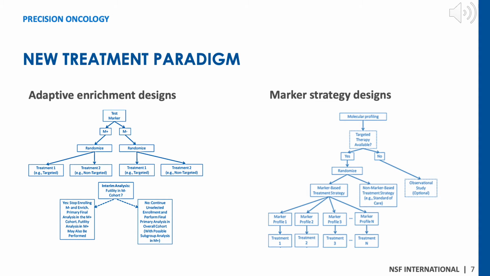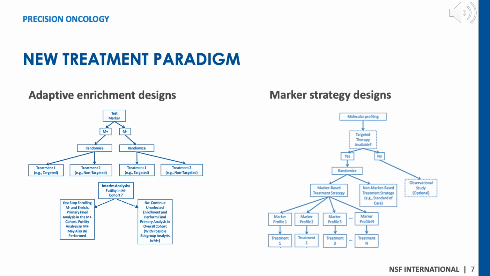Under the adaptive enrichment design, unselected patient population gets randomized to experimental or controlled treatment, and interim analysis is planned. At the time of interim analysis, if the experimental treatment effect reaches a futility threshold in a marker-negative group, the enrollment of marker-negative patients is terminated, and the remaining sample size is reallocated to marker-positive patients.